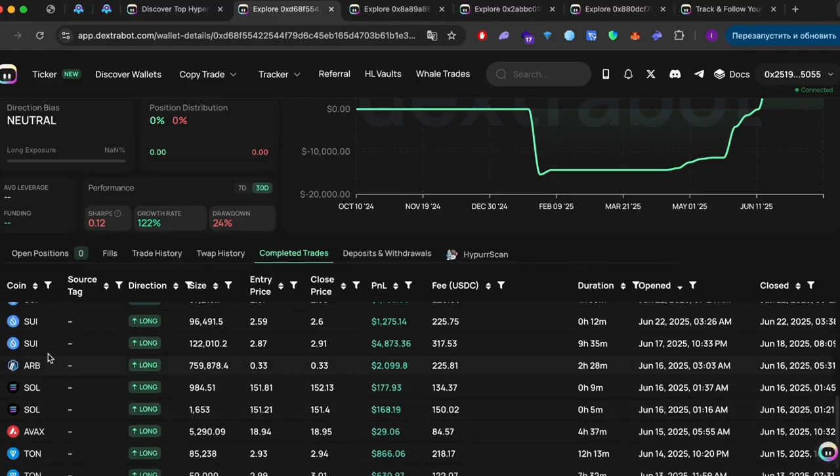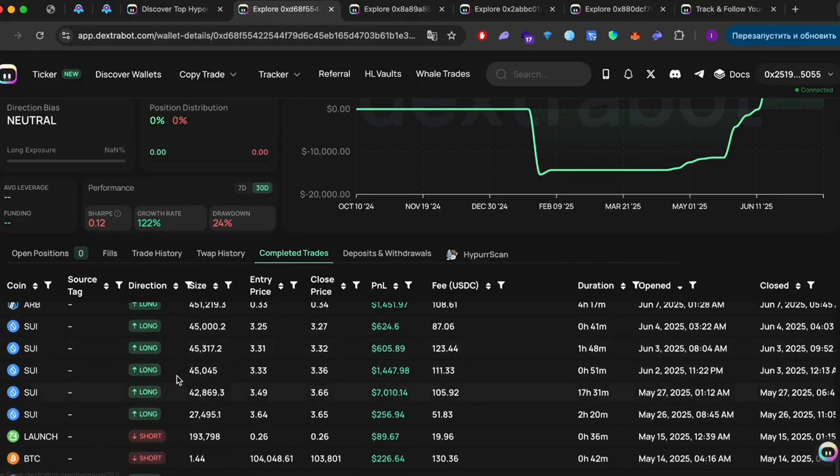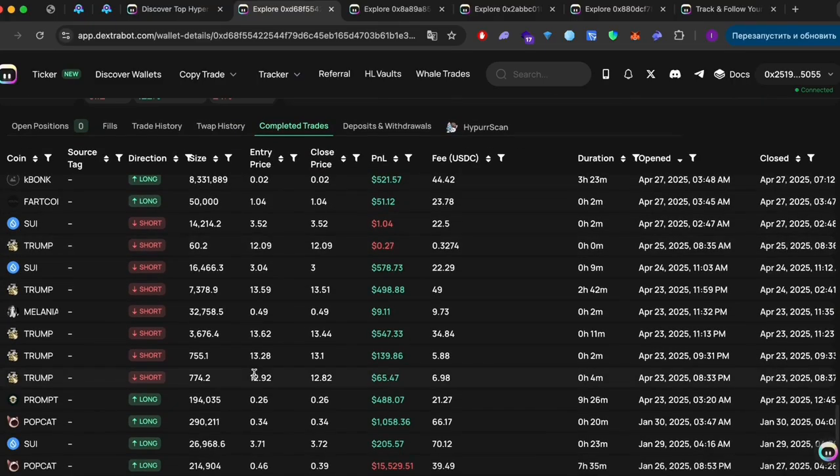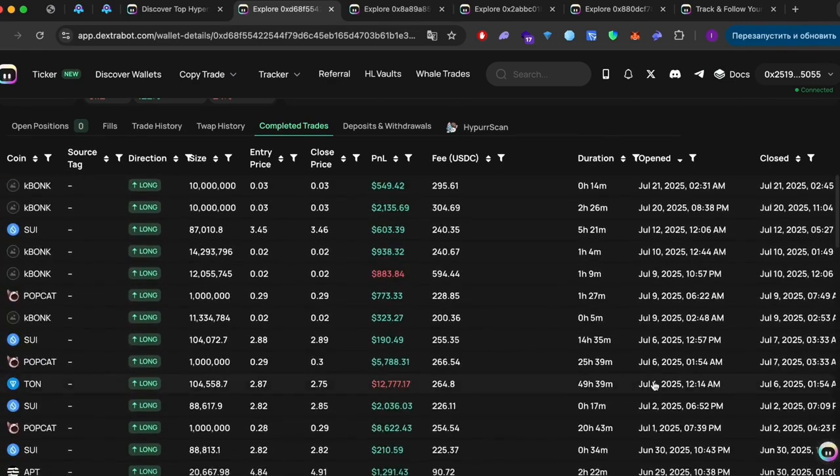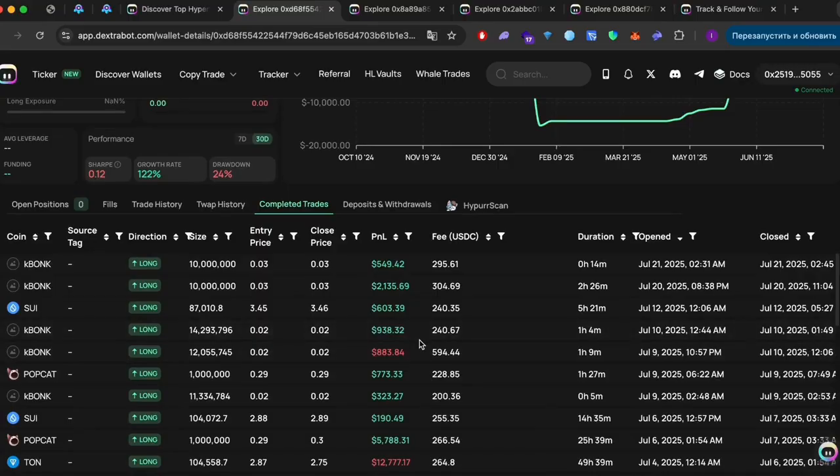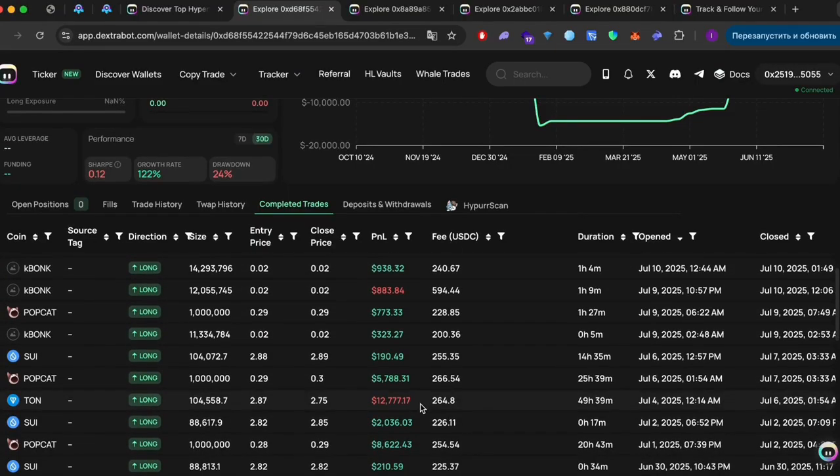mostly trading long, and with quite a variety of assets. There were a lot of trades on SUI, and at the beginning we can see that he had a loss of $15,000 on the PopCat token. So initially he took a loss back in January, but for a long period after that he's been trading mostly without losses, so it's worth keeping an eye on him. But pay attention, there was a significant loss on the Ton coin.